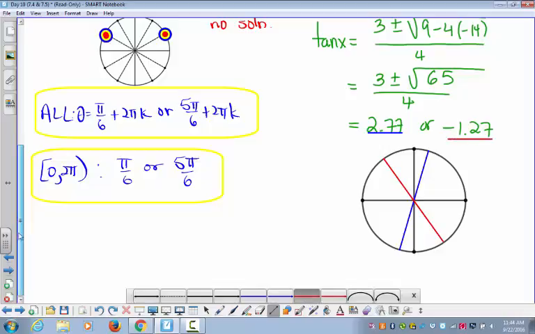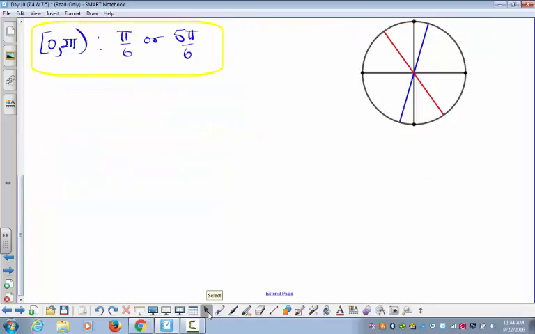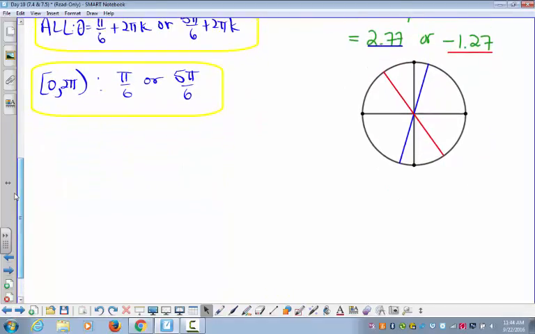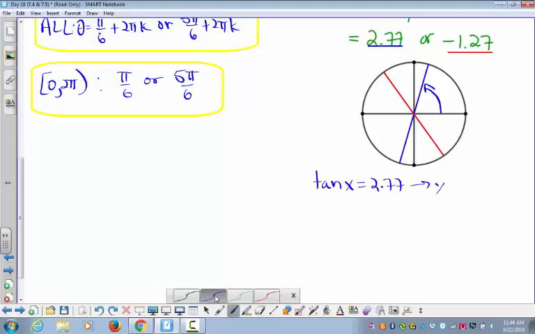Okay, so for the blue group, in quadrant 1, we need that angle right there. So we have tangent of x equals 2.77. This is convenient because the reference angle and the angle are the same in quadrant 1. So when we type in inverse tangent of 2.77, we're good to go.